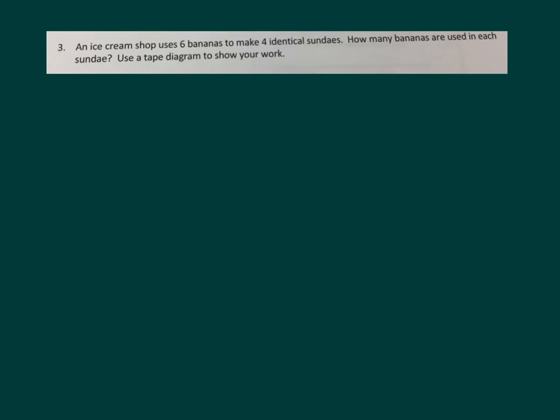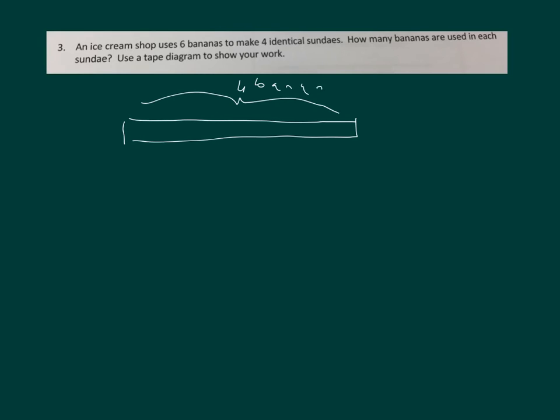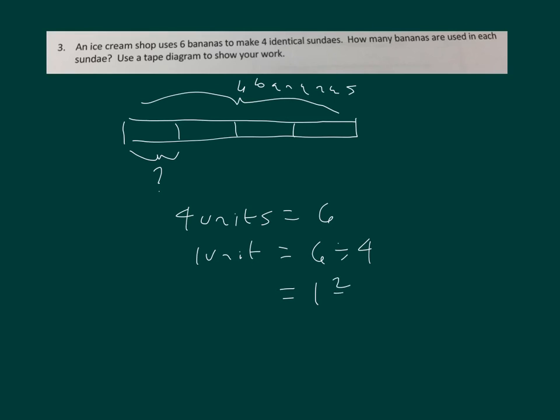Here's problem 3. An ice cream shop uses 6 bananas to make 4 identical sundaes. How many bananas are used in each sundae? Use a tape diagram to show your work. So I have a tape diagram to begin with for 6 bananas. And I'm dividing it into 4 parts, 4 equal sundaes. So I have 4 units equaling 6. So that's 1 unit equaling 6 divided by 4, which equals 1 with remainder of 2, so 1 2/4, which does equal 1 1/2.